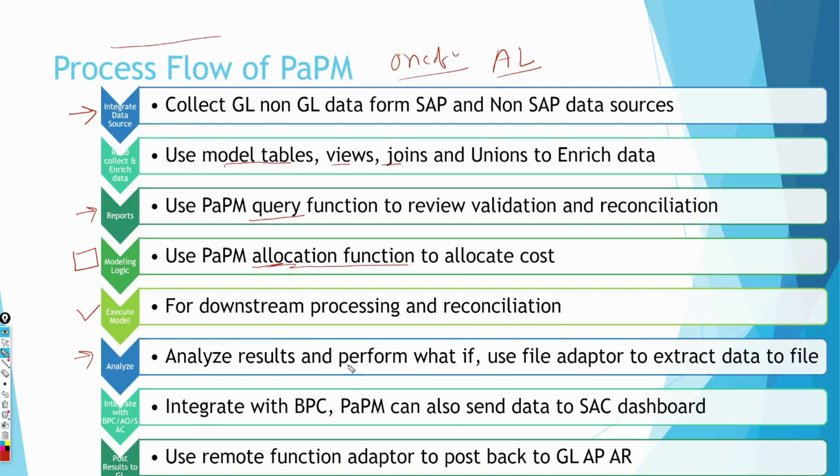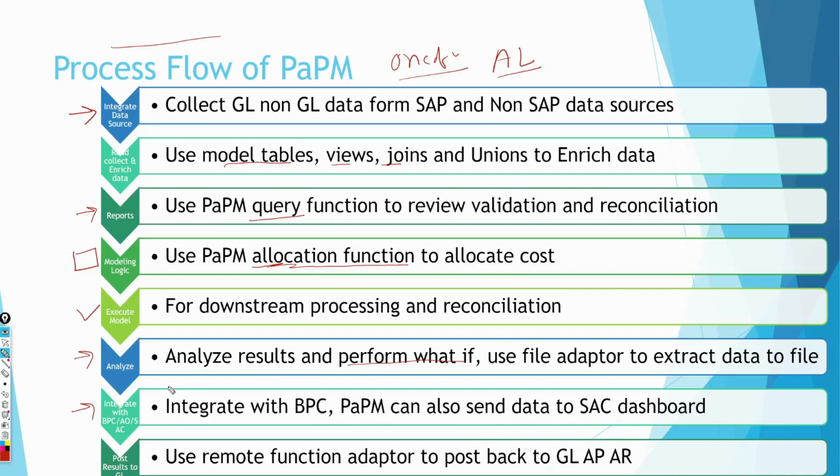We can perform what-if analysis. If you design the model for what-if, then we can extract that either in a file, or we can post back to the ACDoc. We can post back to the BW. So those kinds of things we can do. Then integration: integrate with BPC, and PAPM can also send data to the SSC dashboard.